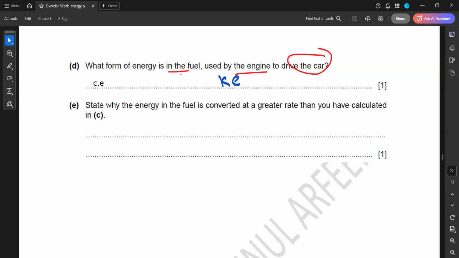It is a chemical energy. So that's a chemical energy. And state why the energy in the fuel is converted at a greater rate than what we have calculated. Like we calculated it has to be 60,000 joules every second.